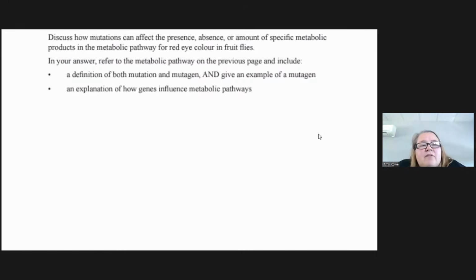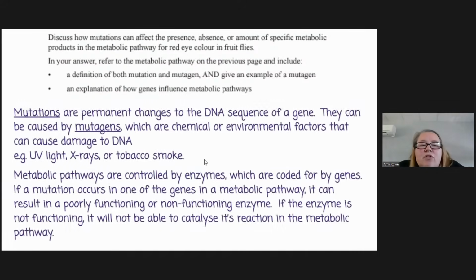All right, so the next part of our question asks us to discuss how mutations can affect the presence, absence, or amount of specific metabolic products in the metabolic pathway for red eye colour in fruit flies. We're going to provide a definition of what we mean by mutagen and a mutation, and we're going to give an example of a mutagen, and we're going to give an explanation for how genes influence metabolic pathways. So let's start with that definition of mutation and mutagen.